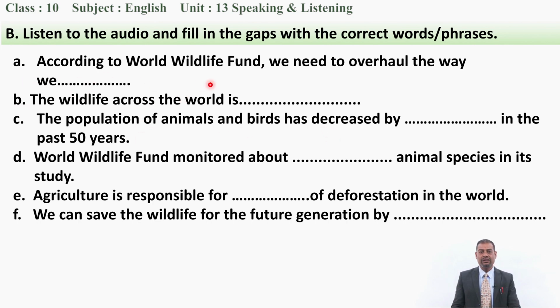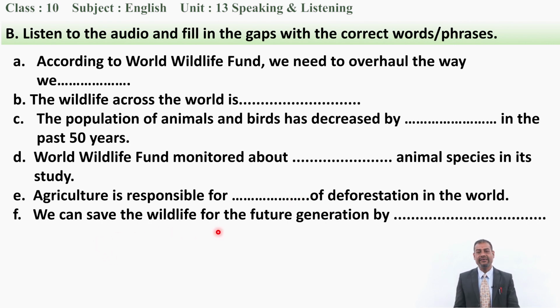A. According to World Wildlife Fund, we need to overhaul the way we... So what can be the information? You have to find out. Dot is here, okay? B. The wildlife across the world is... again. The population of animals and birds has decreased by... in the past 50 years. Again, you have to find out. By means maybe data we need. Again, World Wildlife Fund monitored about... animal species in its study. Main information we need again here. Agriculture is responsible for... of deforestation in the world. So again, another information you need to find out.